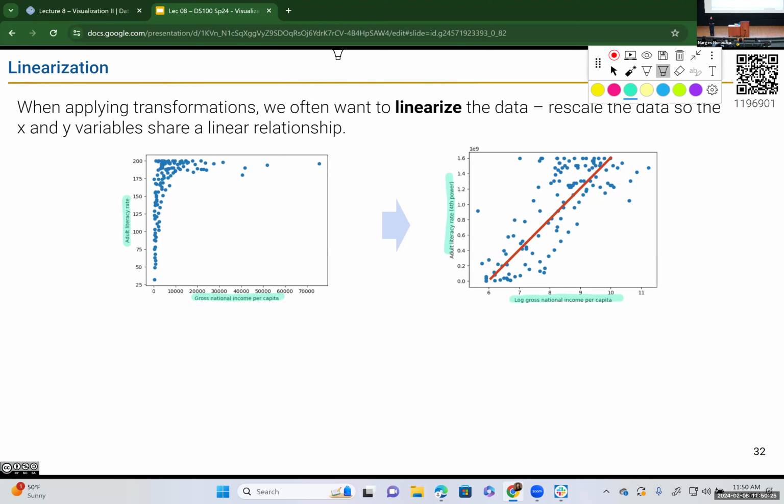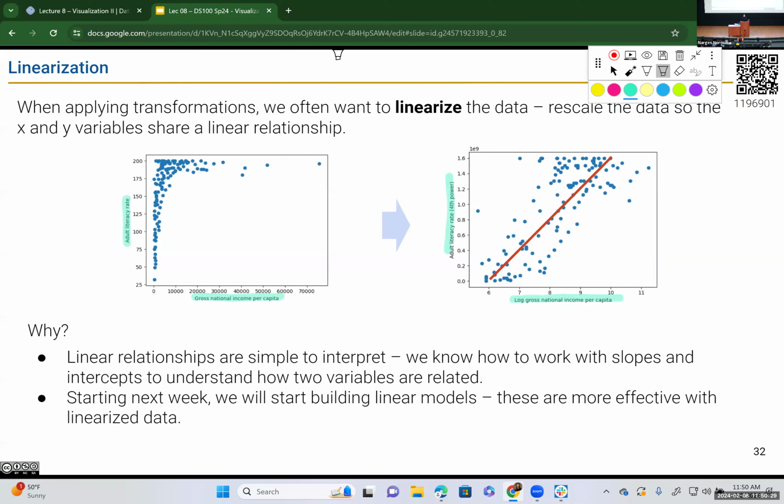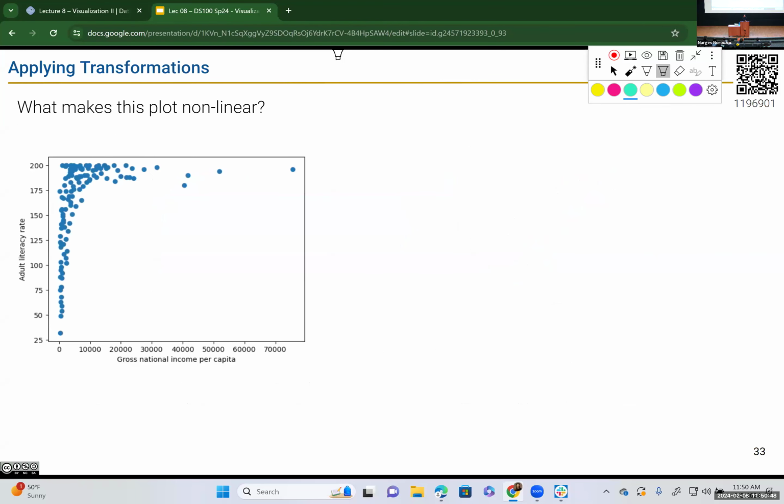Again, why is a linear relationship interesting? Because it's really easy to understand and explain. Now I can explain that if you increase X by this amount, Y is expected to increase by this other amount. And also the first modeling algorithm that we're going to take a look at next week is going to be linear regression. So we'll see why that's going to be very helpful. So let's see how we can do it.